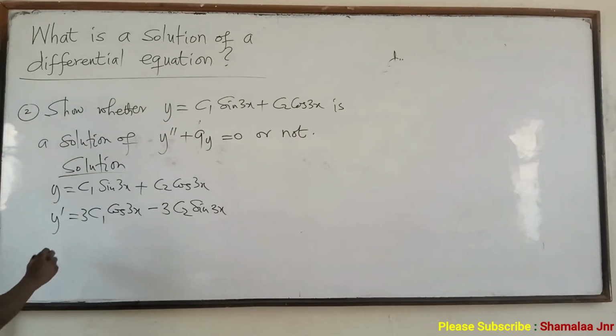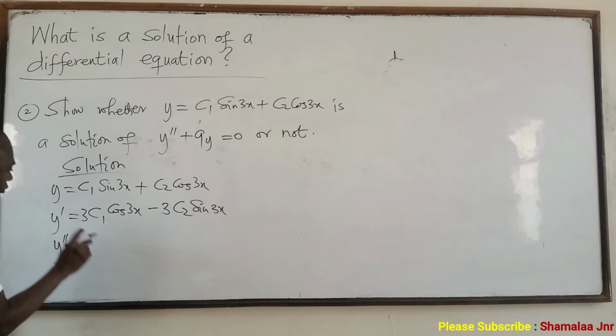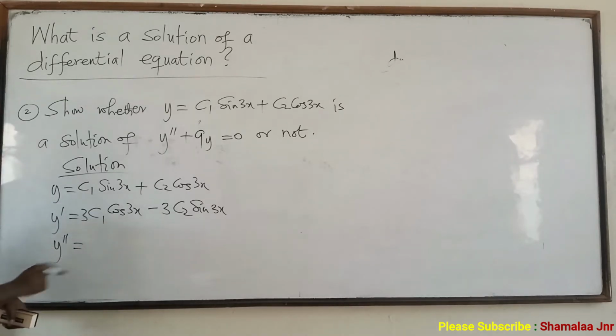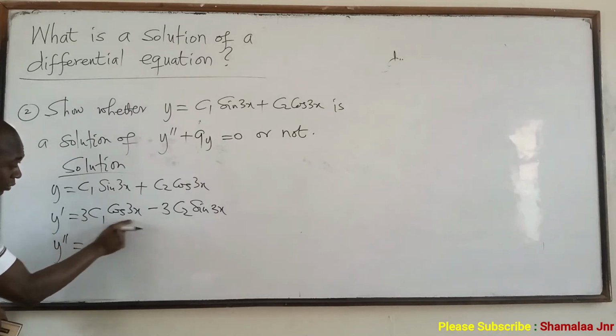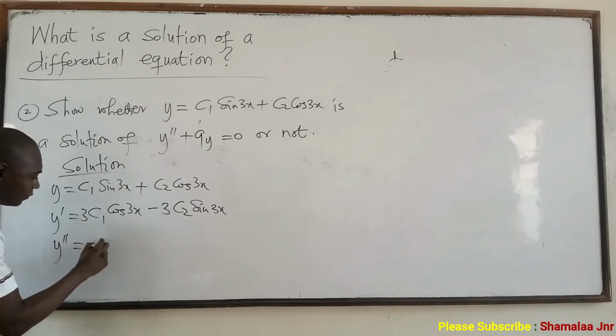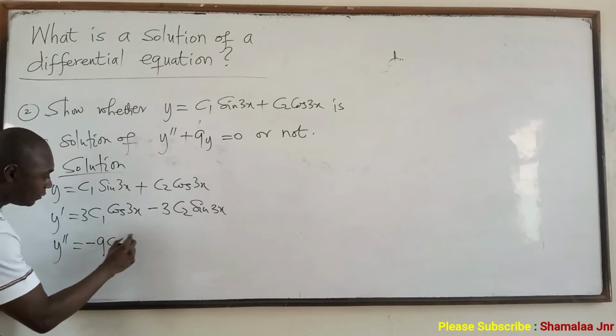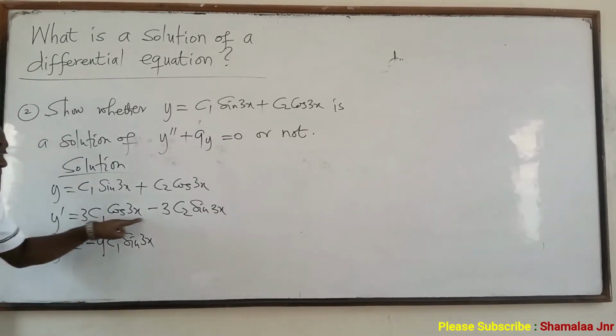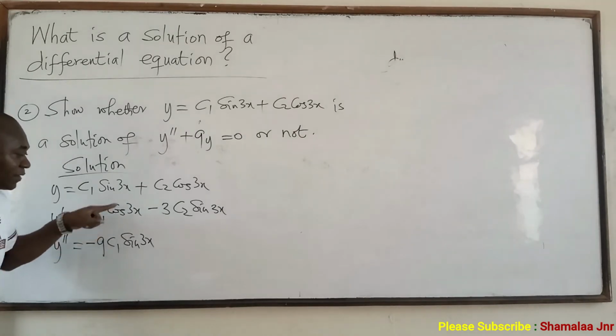Now let's look at the second derivative. We are going to differentiate this one. Now, if you differentiate this one, we are going to get negative 3 sine 3x. This one. So the 3 will come and multiply this one. So it will be negative 9 C1 sine 3x. Because this one will come with a 3. Do you see it? Negative 3 sine 3x.